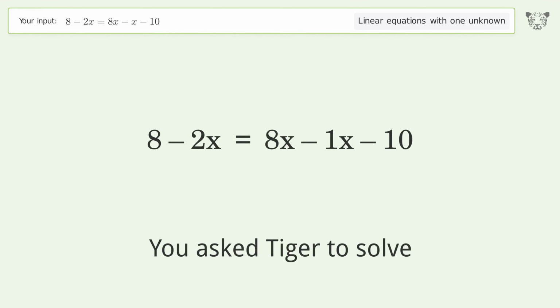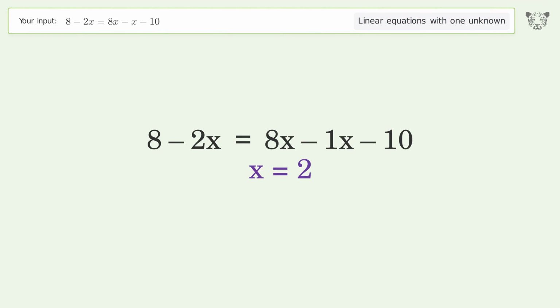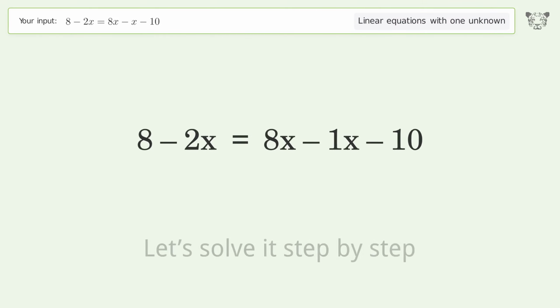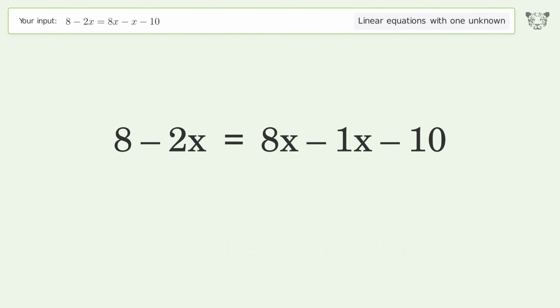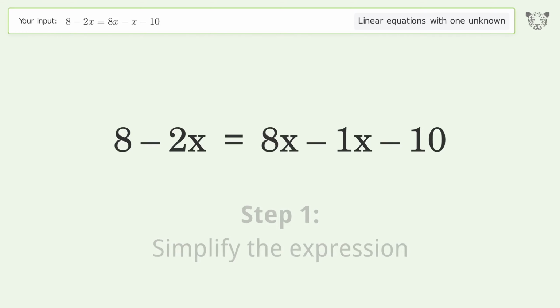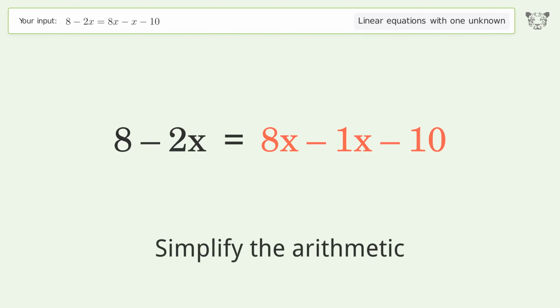You ask Tiger to solve. This deals with linear equations with one unknown. The final result is x equals 2. Let's solve it step by step. Simplify the expression. Simplify the arithmetic.